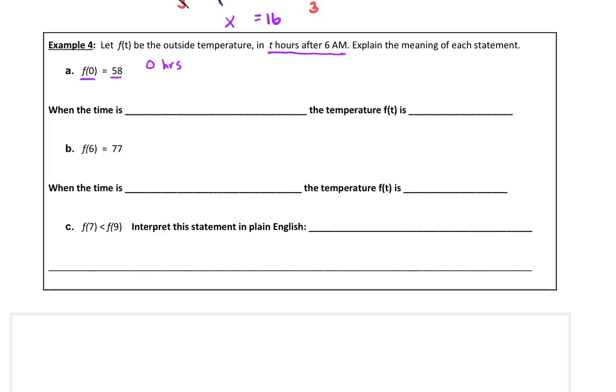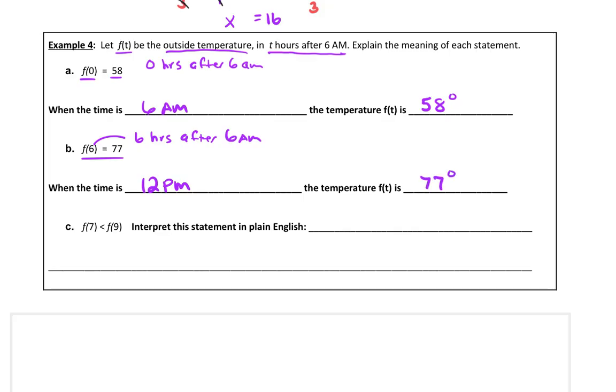0 hours after 6 a.m. is at 6 a.m. When the time is 6 a.m., the temperature, f of t, the outside temperature, is 58 degrees. Next, f of 6 equals 77 is 6 hours after 6 a.m. That's 12 p.m., noon. When the time is 12 p.m., the temperature, f of t, is 77 degrees.